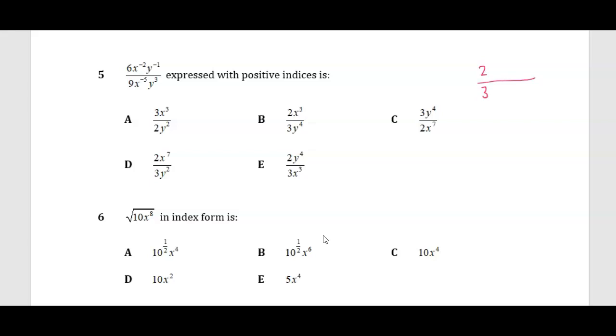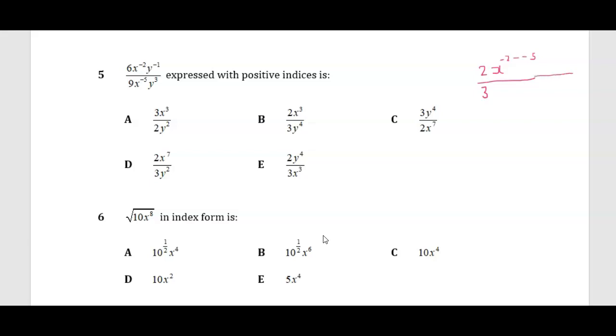Now, you can do your subtraction now, which I might do. So we've got x. Remember, when you're dividing bases, your powers are subtracted. So that's index law number 2. So we're going to have x to the power of -2 minus -5.